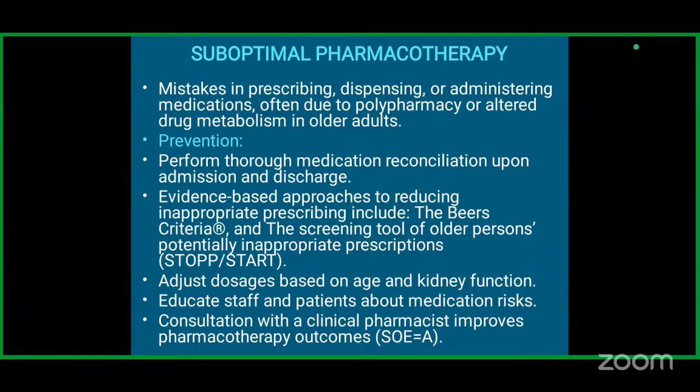Adjusting the dose based on age and kidney function is another strategy to prevent suboptimal pharmacotherapy, as is educating the staff and patient about medication risk. And finally, consulting with the clinical pharmacist improves pharmacotherapy, with the strength of evidence class A.